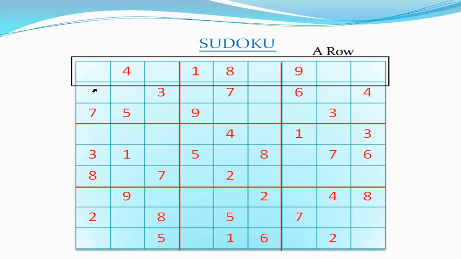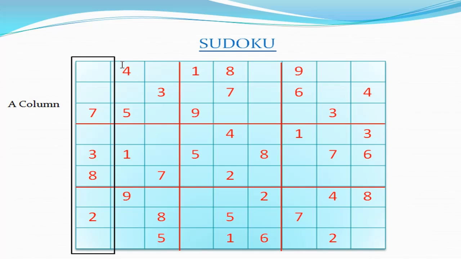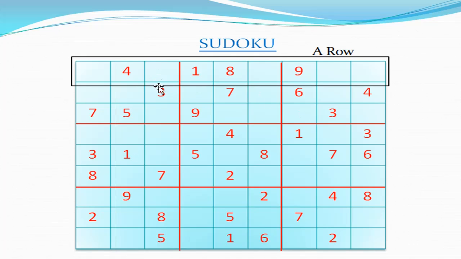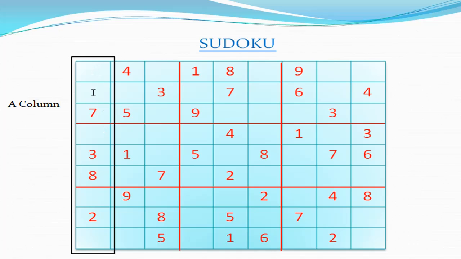In Sudoku, this is one row, right? This is one row, second row, third row, kind of. And this is one column. You have one column, second column, third column, and so on. So there are 9 rows like this, and there are 9 columns, right?